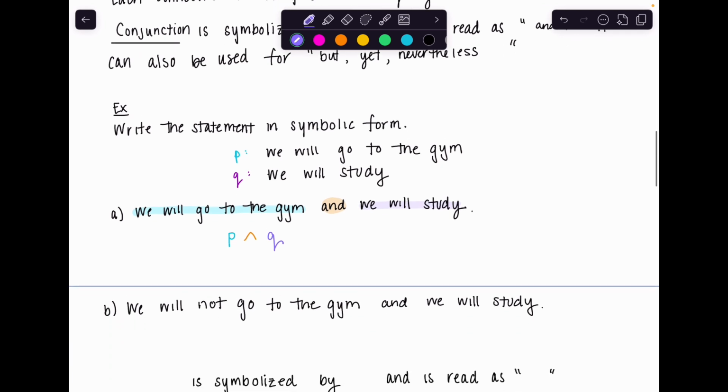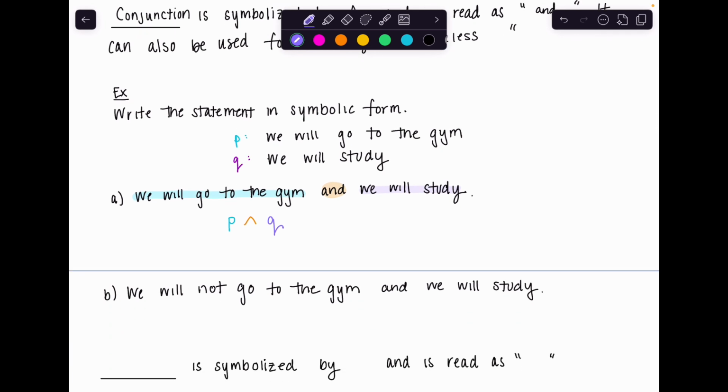If I try another example saying "we will not go to the gym and we will study," well, "we will not go to the gym" is similar to P, but it has that opposite meaning. "Will" has been changed to "will not." So really this front statement is not P. The phrase "and" gets replaced by the upside down V, and then "we will study" is exactly Q. So in symbolic form, this is not P and Q.